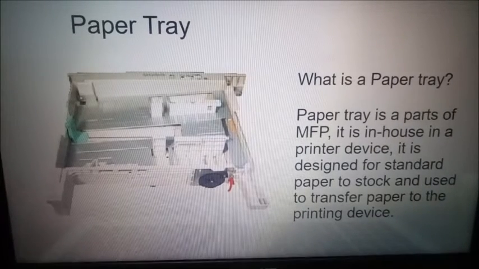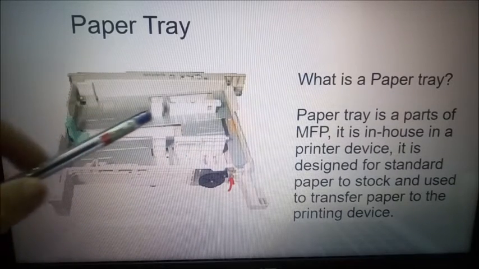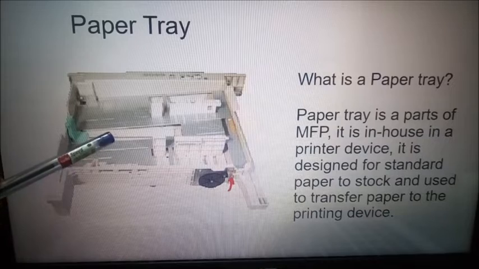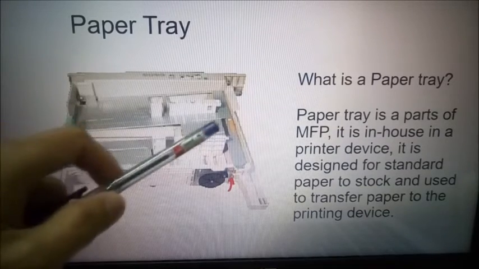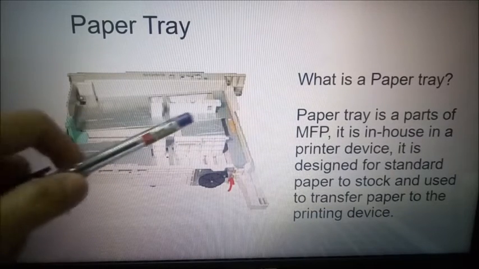Now what is a paper tray? A paper tray is a part of an MFP. It is housed in a printer device. It is designed for standard paper to stack and is used to transfer paper to the printing device. So you put the paper here. They call that printed paper or copy paper. It is put here, inside the paper tray.